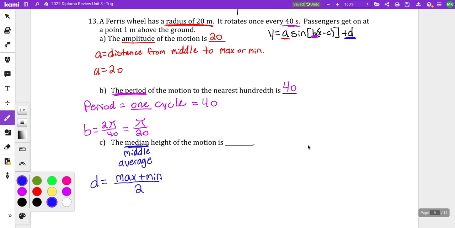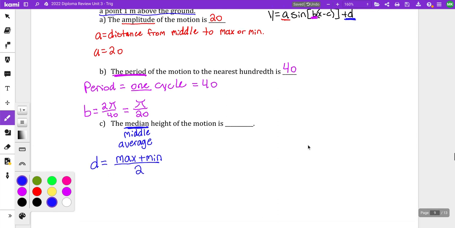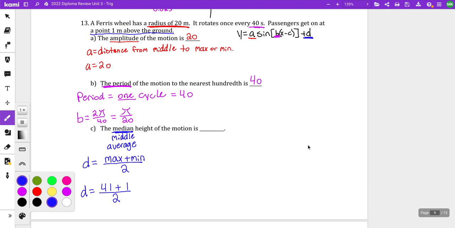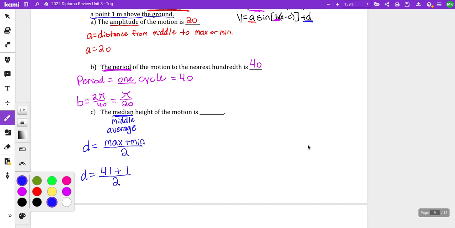Now the max and the min are affected by the size of the Ferris wheel, but also the fact that the Ferris wheel is on a stand. It's said that the passengers get on a point 1 meter above the ground. That means my maximum is 41 and my minimum is 1. And I divide that by 2. The reason I got maximum 41 is the Ferris wheel is 40 big, 20 and 20 is 40, and then it's 1 up from there. The minimum would be at the ground, but then it's 1 meter up. My d value is 21.